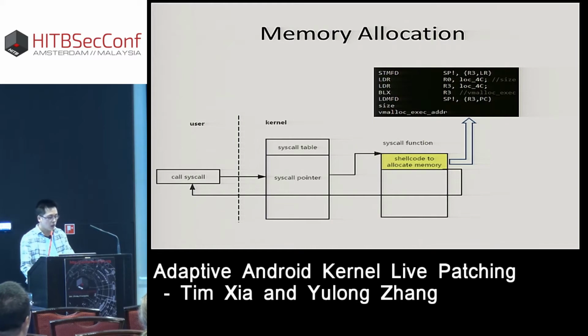Here's how we allocate the memory in the kernel. We just overwrite the syscall function code with our own shellcode. This small snippet of shellcode actually does the function call to vmalloc. You can see it will allocate some chunk of memory from the kernel.